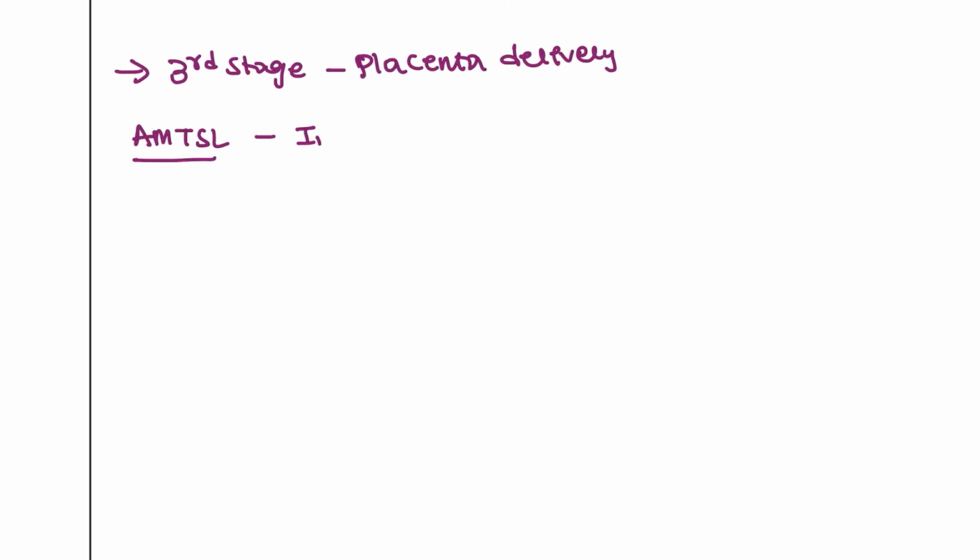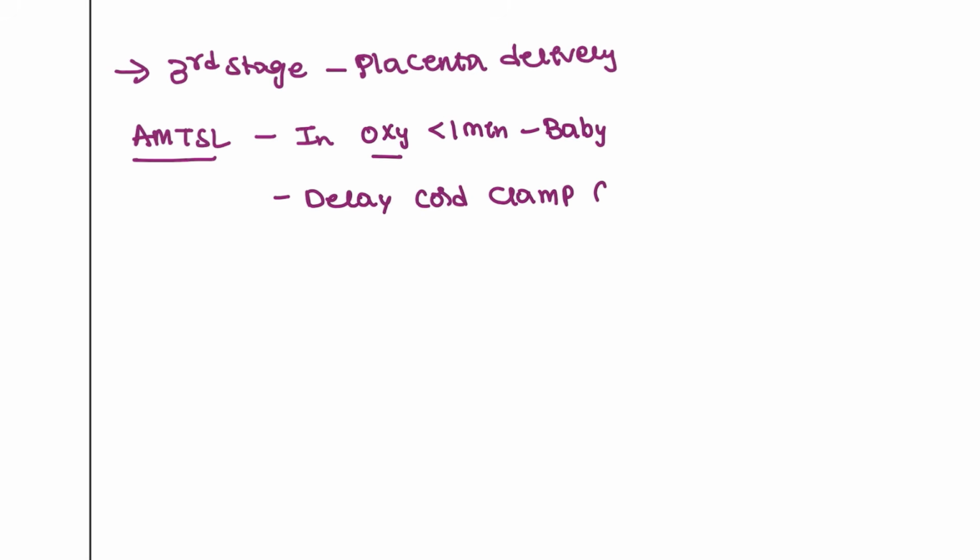One is you have to give the injection oxytocin within 1 minute of the delivery of the baby. Once the baby is delivered, you have to give oxytocin IM, intramuscular, immediately. And delay the cord clamping, delay the cord clamping to prevent anemia. Even with HIV patients we can go for delayed cord clamping.